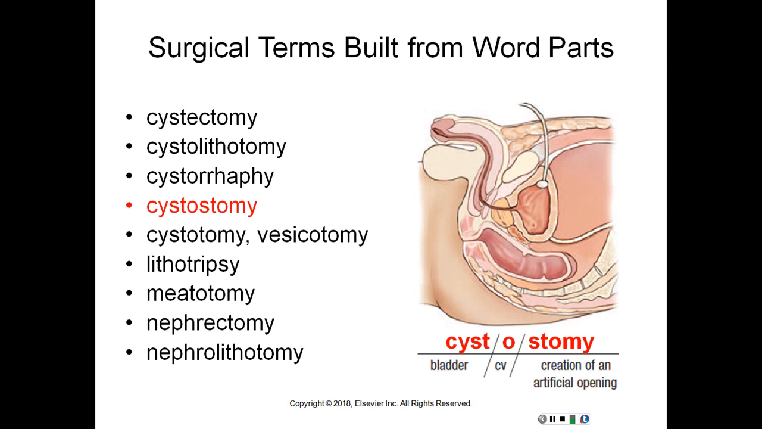Cystectomy, excision of the bladder. Cystolithotomy, incision into the bladder to remove stones. Cystoscopy, suturing the bladder. Cystostomy, creation of an artificial opening into the bladder for urinary drainage. Cystotomy or vesicotomy both mean incision into the bladder.